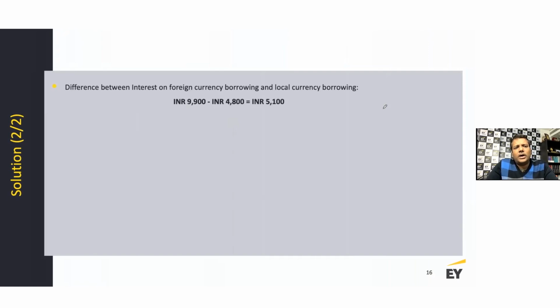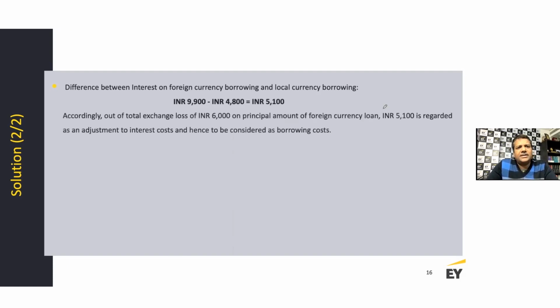Okay, so I have a total foreign exchange fluctuation loss of 6,000, out of which 5,100 is allowed to be capitalized. That means 900 is required to be charged to expense. So out of the total exchange loss of 6,000 on the principal amount of the foreign currency loan, INR 5,100 is regarded as an adjustment to interest cost and hence to be considered as borrowing cost.